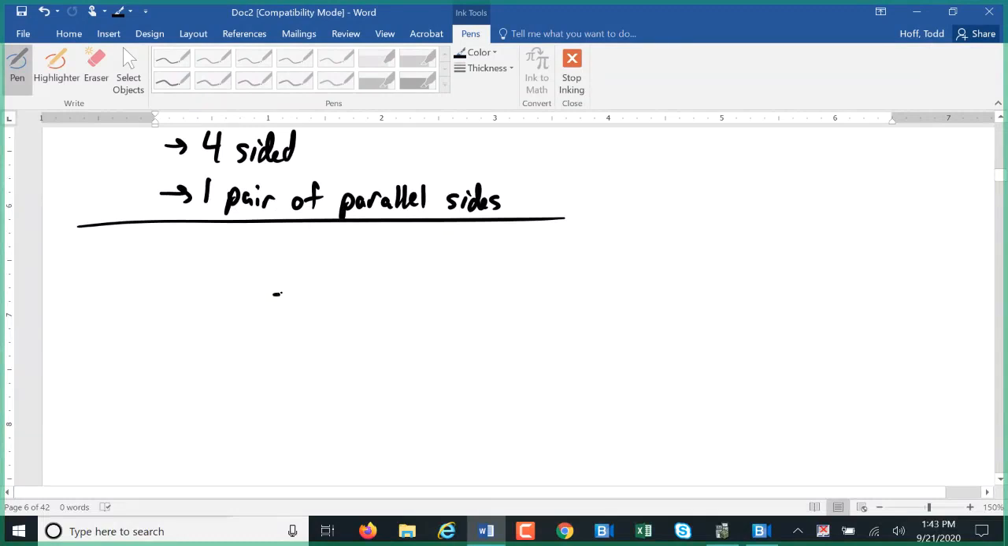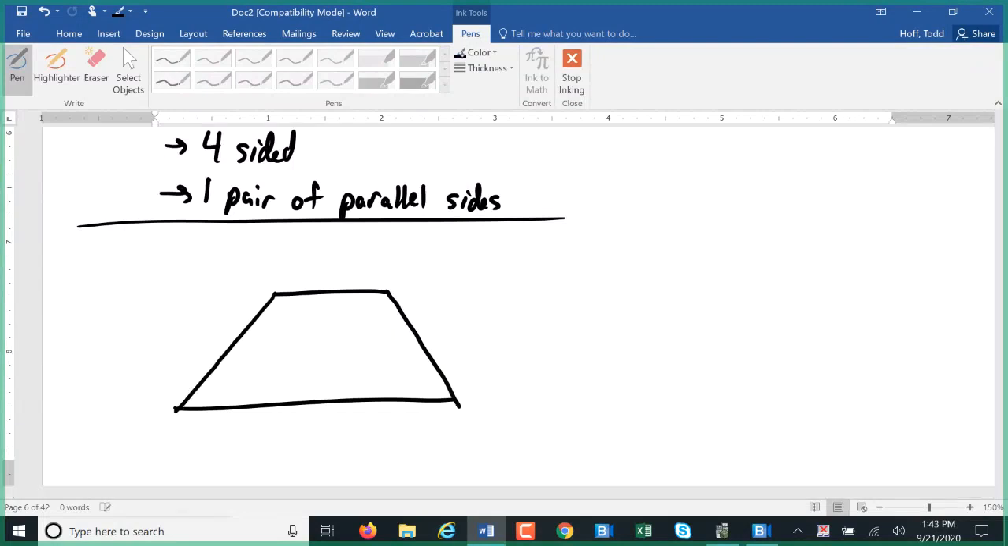Well, typically we see a trapezoid drawn something like this. So this is what's called a base, and this is also a base. Those are the two sides that are parallel. Those are the bases of the trapezoid. Note that I wrote one of them with a small b and the other one with a large B because they're not the same length in a trapezoid. So I need to be able to distinguish between them using a capital B and a small b.